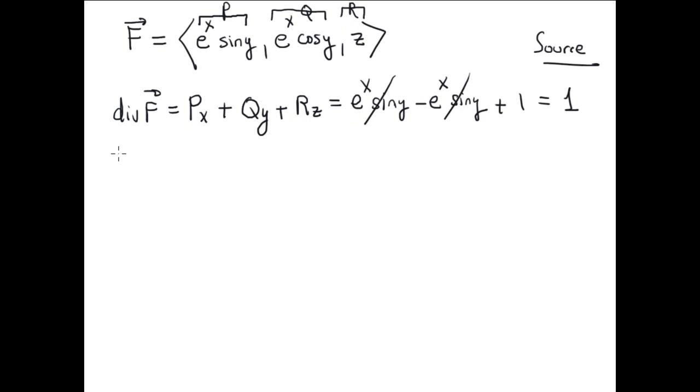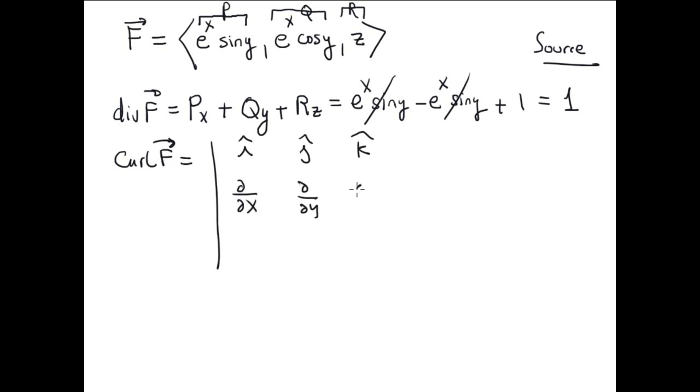Now let's compute the curl. For the curl, we are using the determinant with i, j, k; partial derivative with respect to X, partial derivative with respect to Y, partial derivative with respect to Z, and here P, Q, R, but specifically who is P, who is Q, who is R. E to the X sine Y, e to the X cosine Y, and Z.